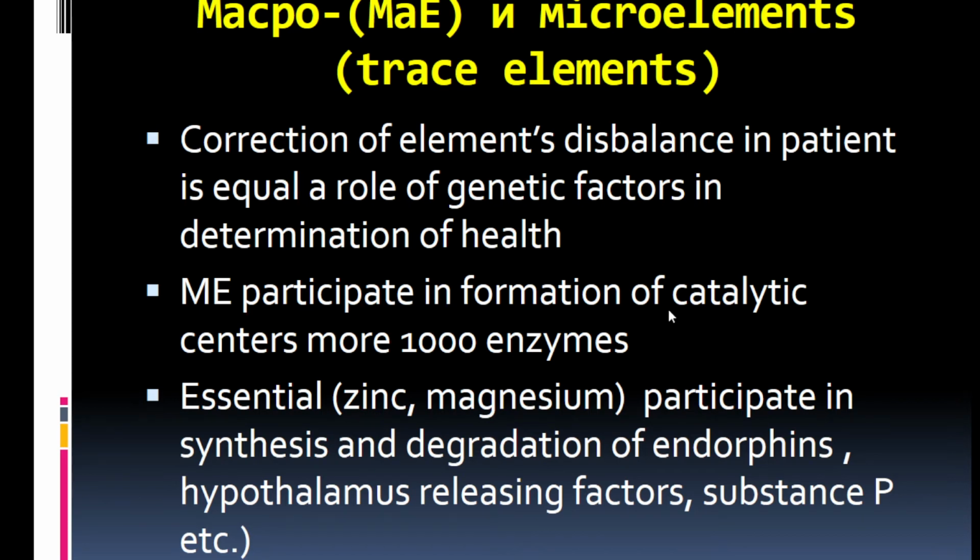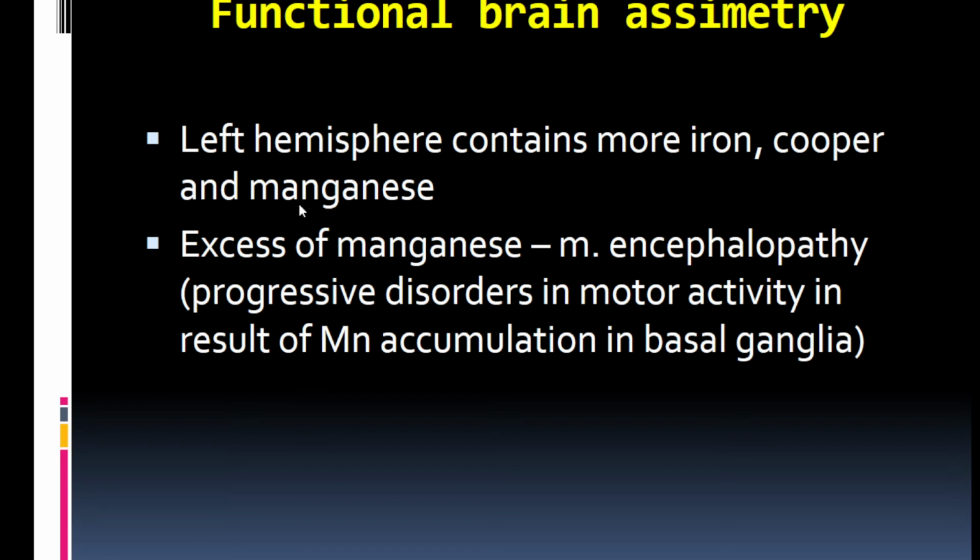Microelements participate in the formation of the catalytic center of more than 1,000 enzymes. That's why they are very important. Some heavy metals, for example zinc and magnesium, participate in the synthesis and degradation of endorphin, hypothalamus releasing factor, substance P, etc. So disbalance of these elements has very serious consequences for our health and for the state of our homeostasis.